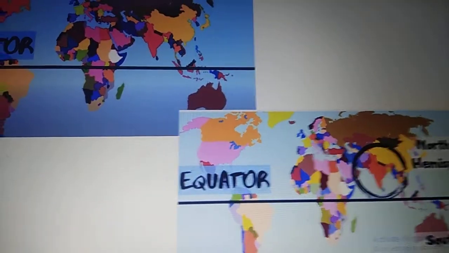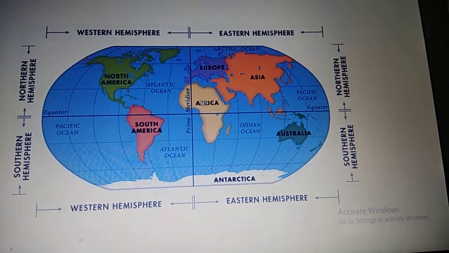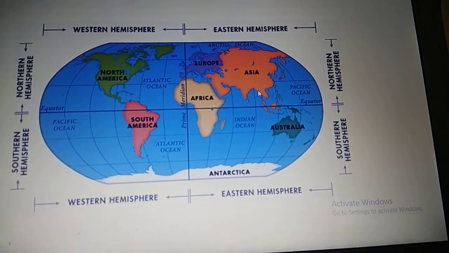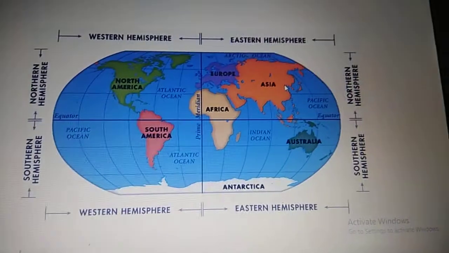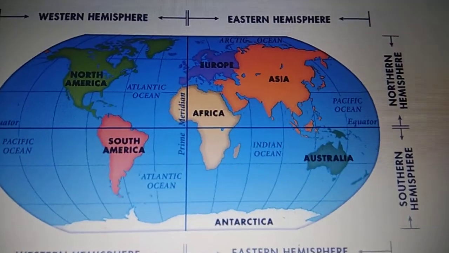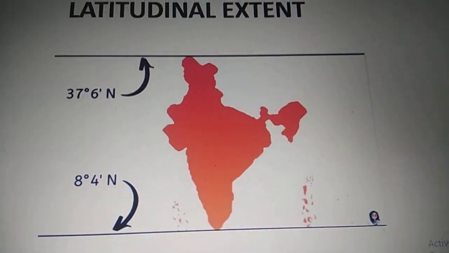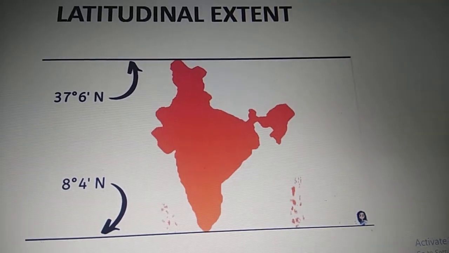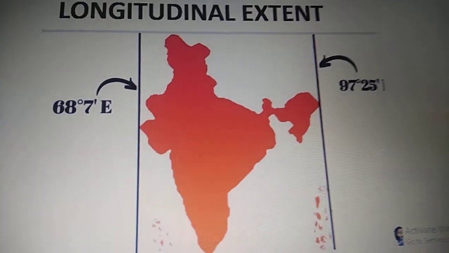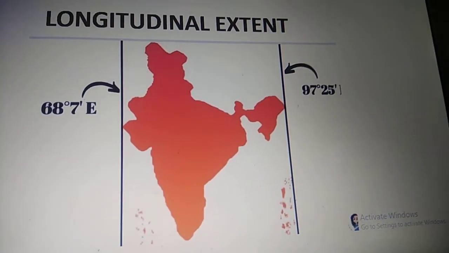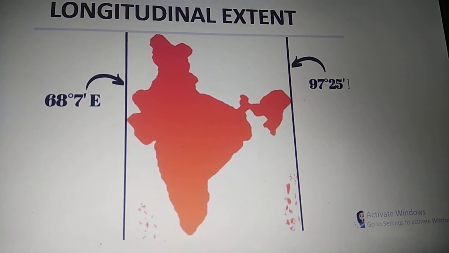Why east? Because the prime meridian is dividing the earth into eastern and western hemispheres, and we are in the north eastern part of the world. You can see towards the right side is all east. Understood? So these are the two important things you must remember. The latitudinal extent is 8 degrees 4 minutes north to 37 degrees 6 minutes north, and then the longitudinal extent is 68 degrees 7 minutes east to 97 degrees 25 minutes east.